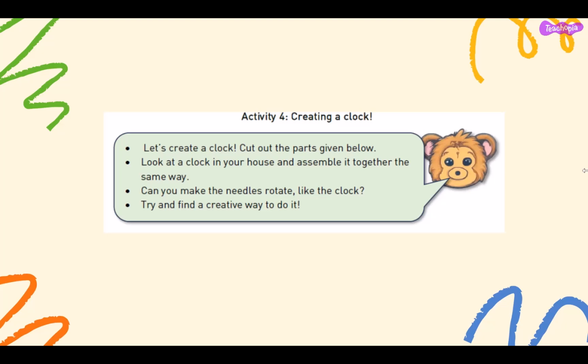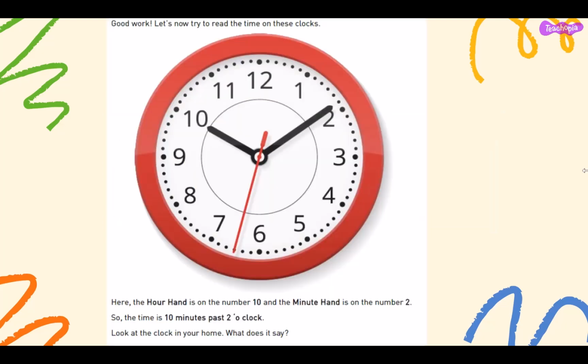So once they are done, you can get them to read the time on these clocks. So move the needles to different positions and ask them to read the time. For example, here the hour hand is on the number 10 and the minute hand is on the number 2. So the time is 10 minutes past 2 o'clock. When the children are at home, they can look at the clock in their home and see what time it reads.